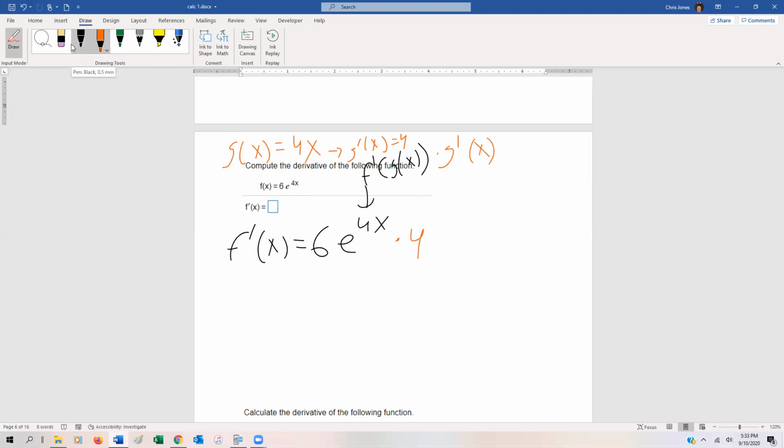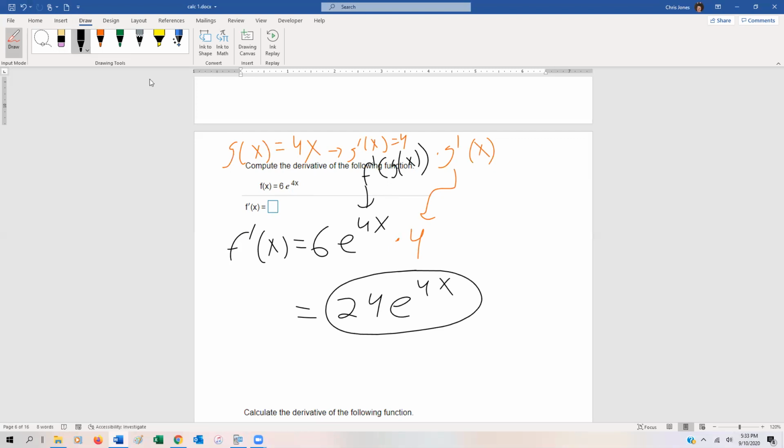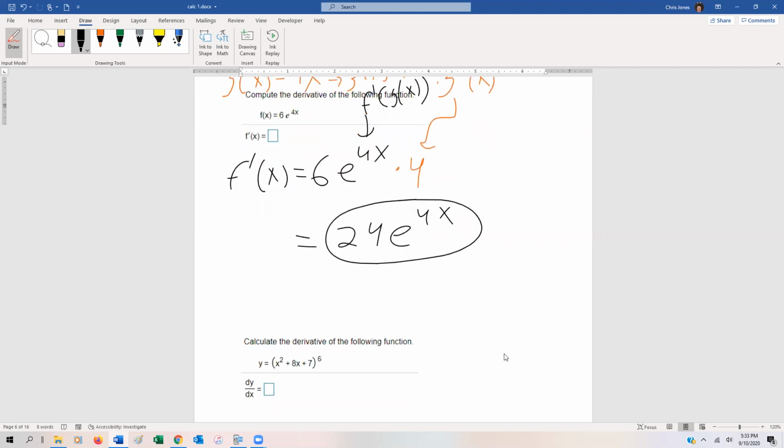Right? So that's our g prime in our formula. And then finally, we could just multiply that 6 and that 4 together. So our derivative is 24e to the 4x. Right, so hopefully that makes sense. Again, if it didn't make sense, go back and watch it a few times. But you do have to keep the bigger function, just take the derivative of that, keep the inner function the same, and then multiply by the derivative of that inner function.